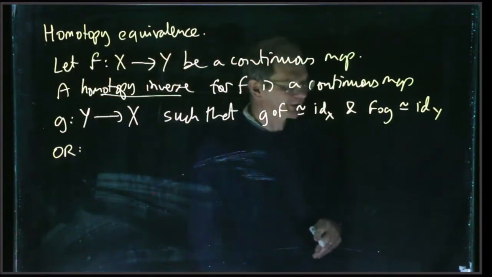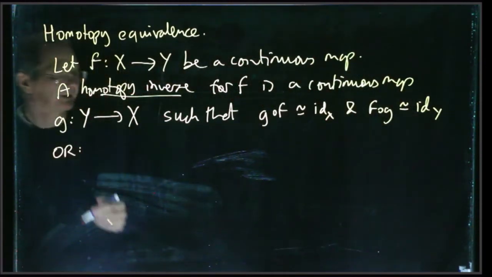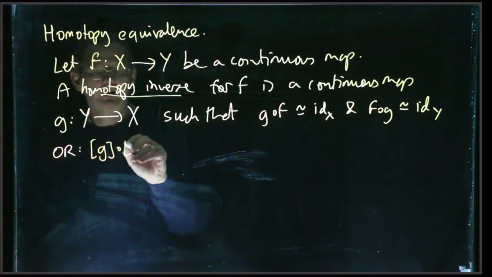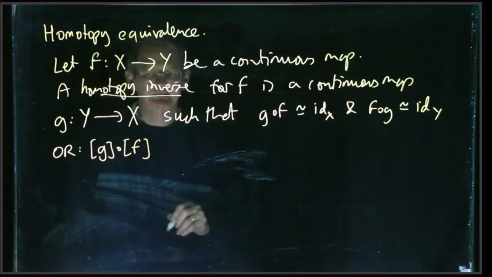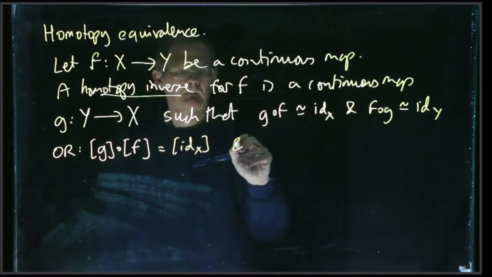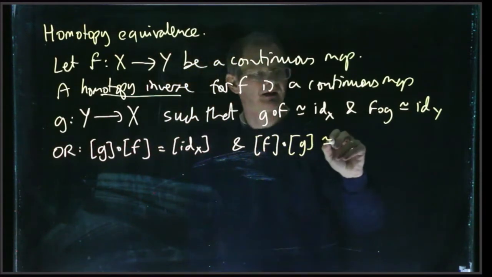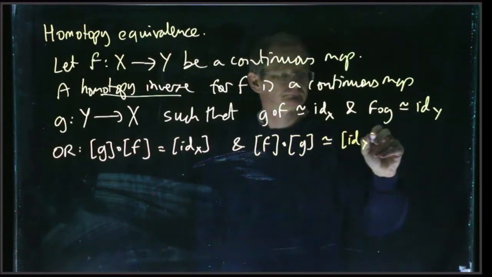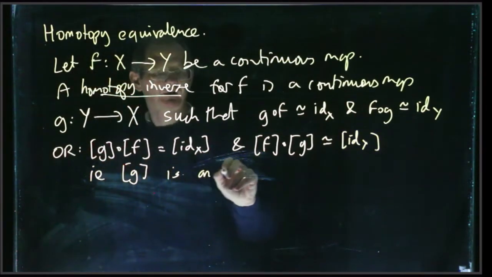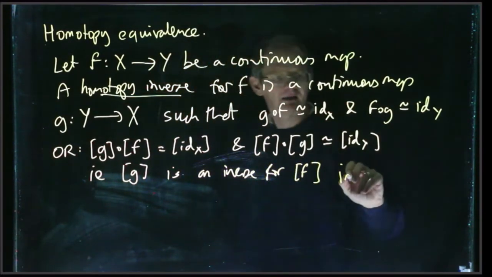Now, in the last video we introduced the homotopy category, H-top, and it's immediate to see that these conditions are just saying that if we work in the homotopy category and we compose the homotopy classes G and F, we've got these equations in the category H-top. So we're just saying that square bracket G is an inverse for square bracket F, the homotopy class of F, in the category H-top.